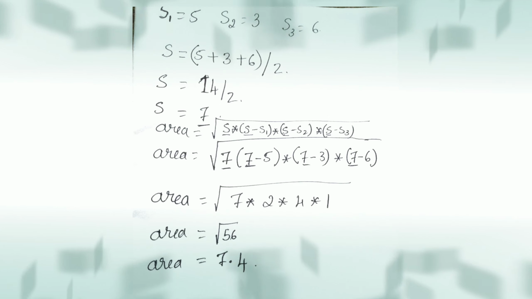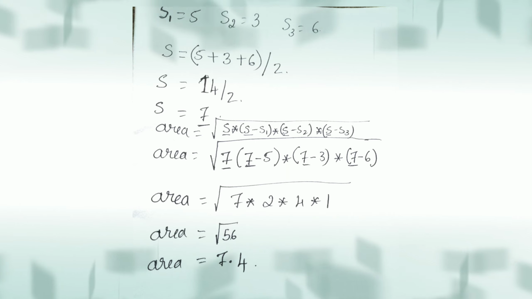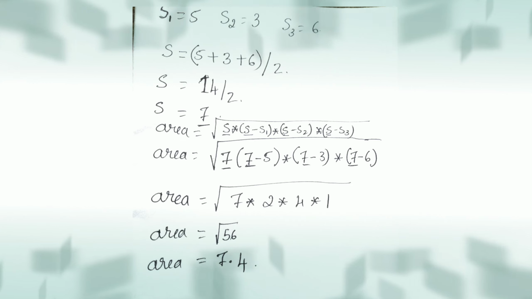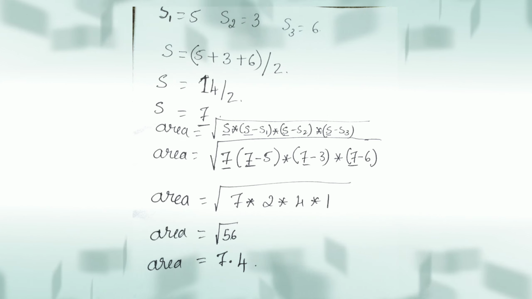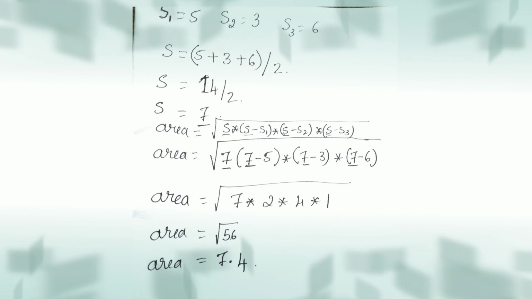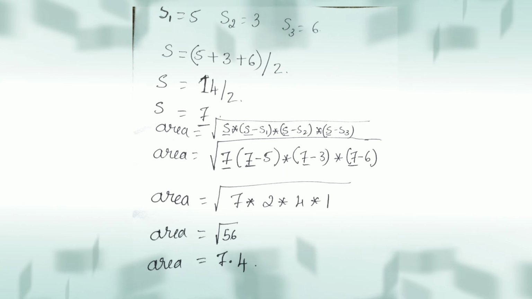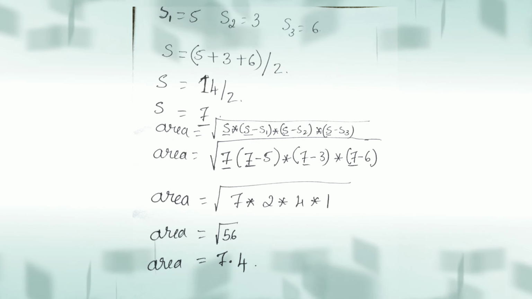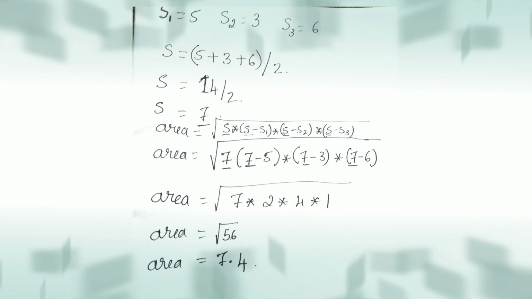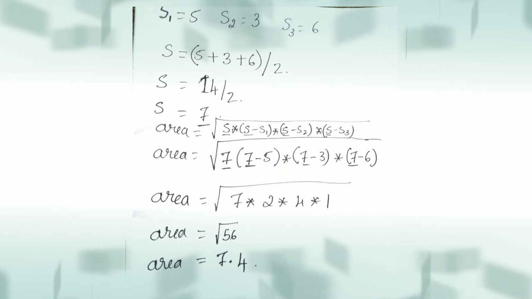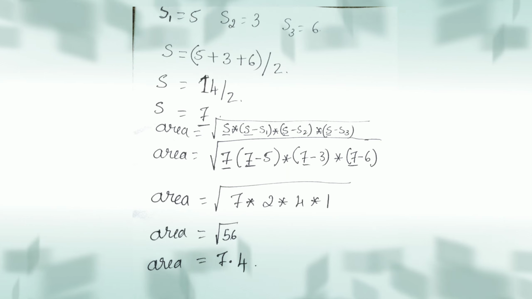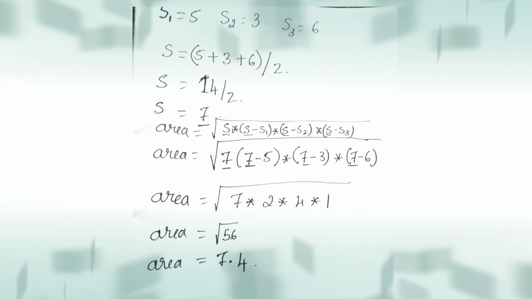Now let me show the calculation. Here you can see S1 is 5, S2 is 3 and S3 is 6. So the formula is S is equal to S1 plus S2 plus S3. That is 5 plus 3 plus 6 divided by 2. So the value will be 14 divided by 2. So S is equal to 7. Next, area is equal to square root of S into (S minus S1) into (S minus S2) into (S minus S3). You are going to substitute 7 in all the places of S, and S1 value is 5, S2 value is 3 and S3 value is 6.